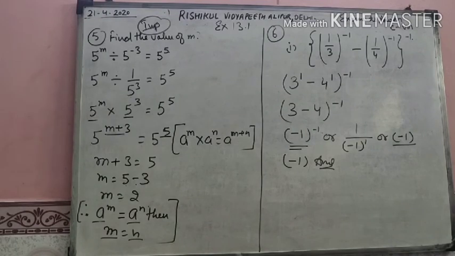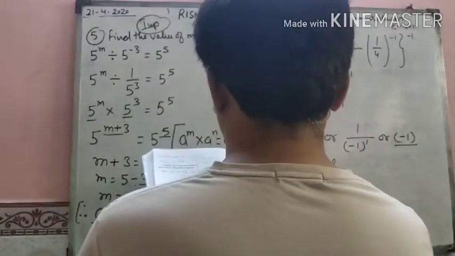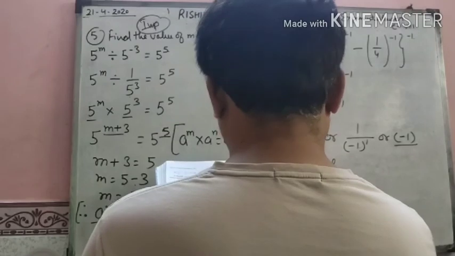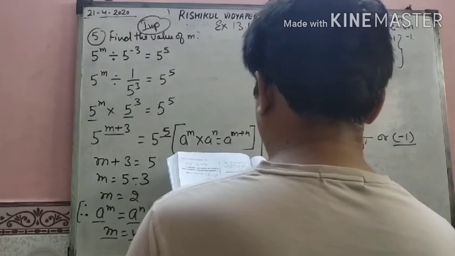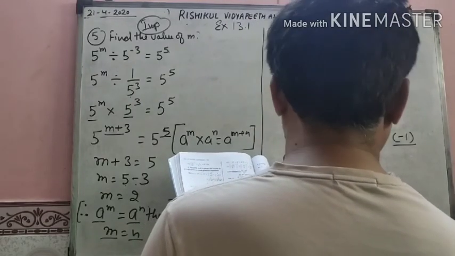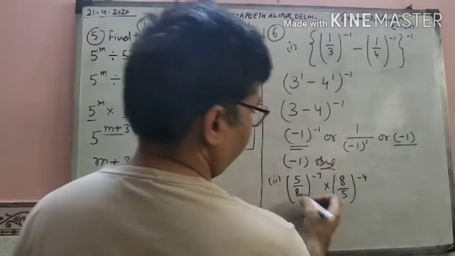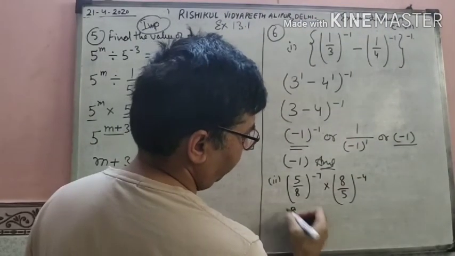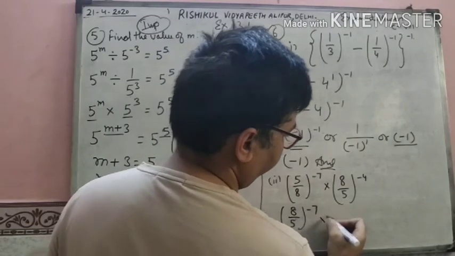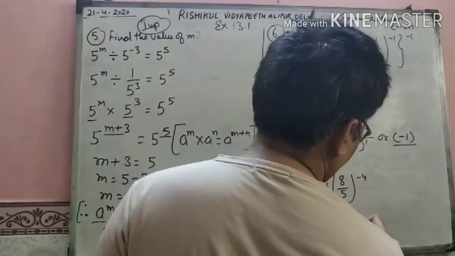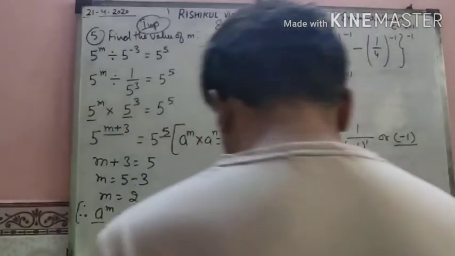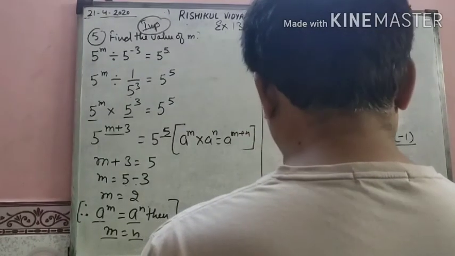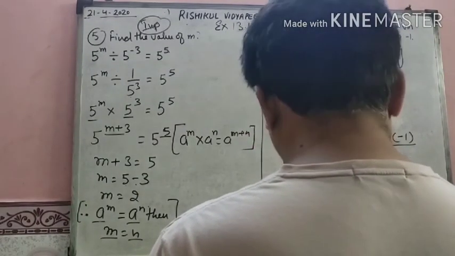This is the sixth question. First part we have done, and the last one is a simple question we are doing, and in the next video we will do the 7th question. Second part: 5 upon 8 raised to power minus 7 into 8 by 5 raised to power minus 4. So how can we do it? It can be written as 8 by 5 raised to power 7, and 5 upon 8 raised to power 4.